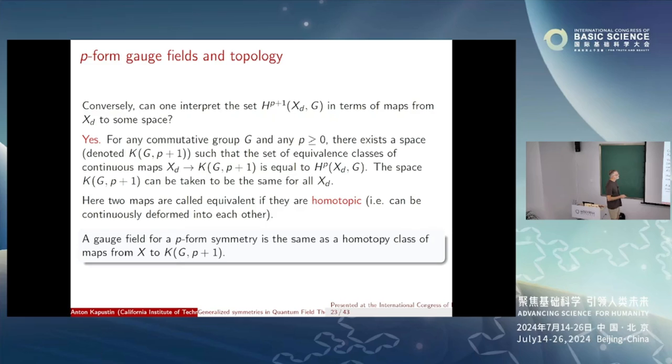This is the group of defects, which labels defect networks in terms of maps from X_D to some other space. When P equals minus 1, these are literally maps from your space-time to the set G. And we can also try to interpret this group for general P in terms of maps from X_D to some space. What is that space? Well, it turns out that for any commutative group, at any P greater or equal than 0, there is some space called K(G, P plus 1), such that the set of equivalence classes of continuous maps to the space is actually the same as that thing.